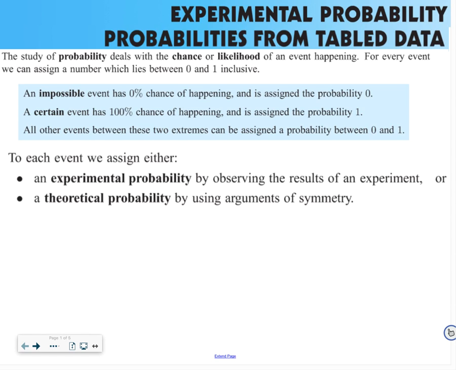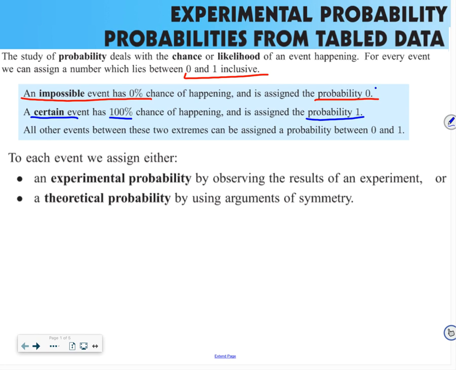All right, mathletes, here we are looking at experimental probabilities and probabilities from tables of data. The study of probability deals with chance, or likelihood of something happening. Typically, for all these events, we assign a number that lies between 0 and 1, where 0 is an impossible event, and that would be a 0%. Or we could say that something is guaranteed or certain to happen, and that is a probability of 100% or a probability of 1.